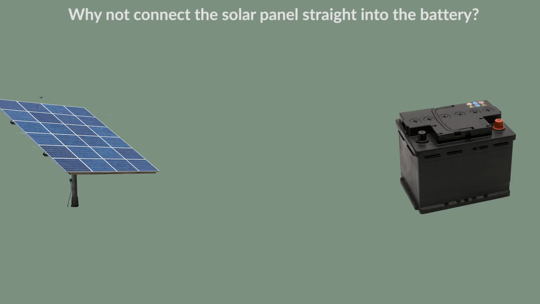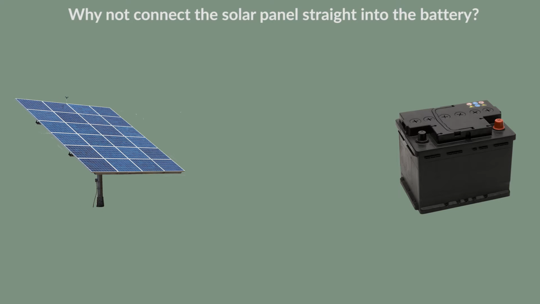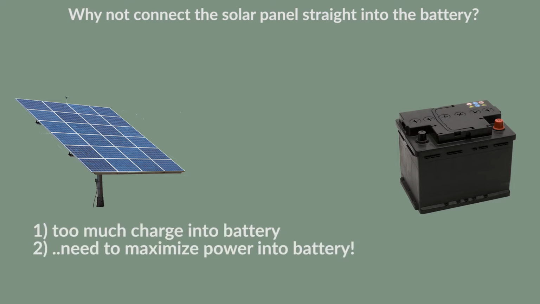Now, let's answer the following question. Why not connect the solar panel directly into the battery? In a nutshell, there are two reasons why: to avoid overcharge and to maximize power from the solar panel into the battery while taking into account the battery's voltage. If we want the battery to receive most, if not all, of the power from the solar panels, we must use a device that will regulate both voltage and current. We do not want to lose power.